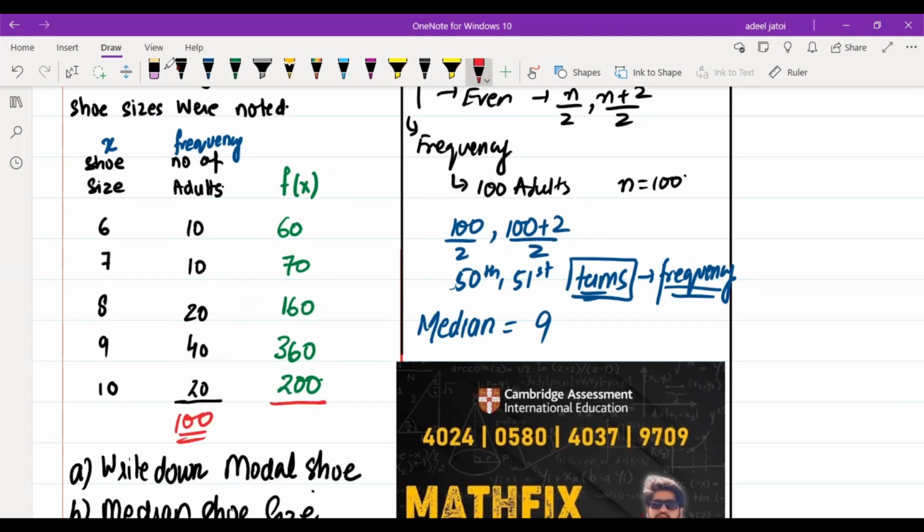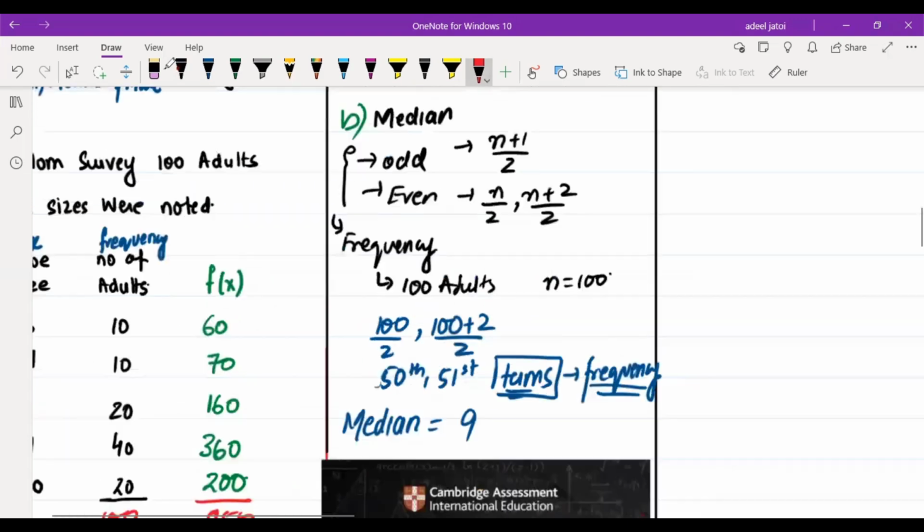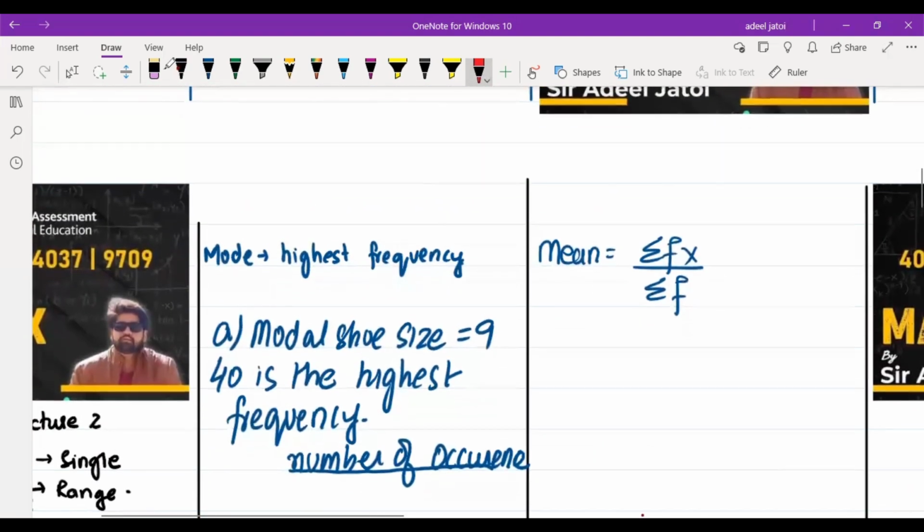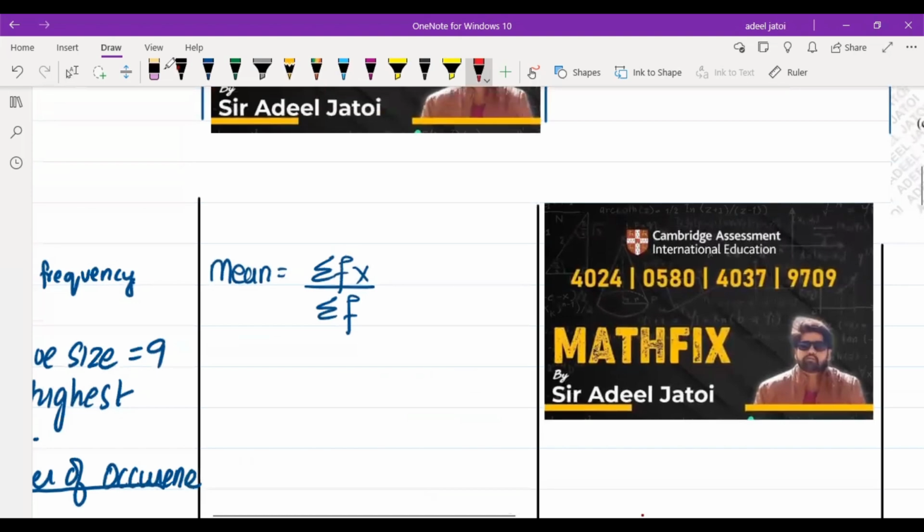So if we just add it down, we understand that this data will give me 100 as summation of f, and the data of fx will give me what? 850. So if I need to find the mean, summation of fx is 850 upon what? 100. So the answer for this will be 8.5.